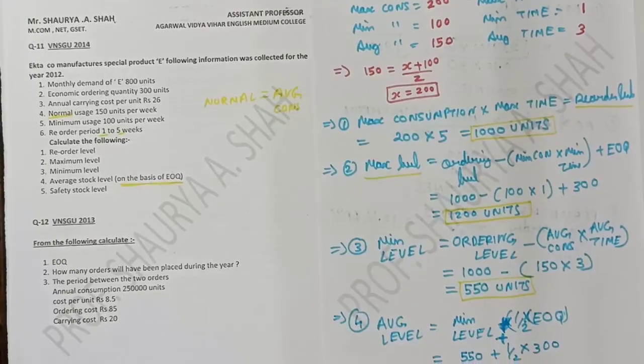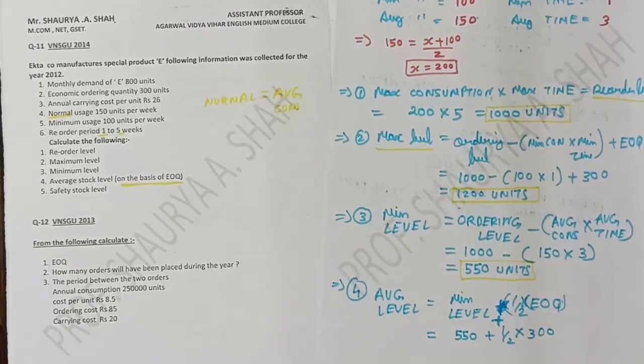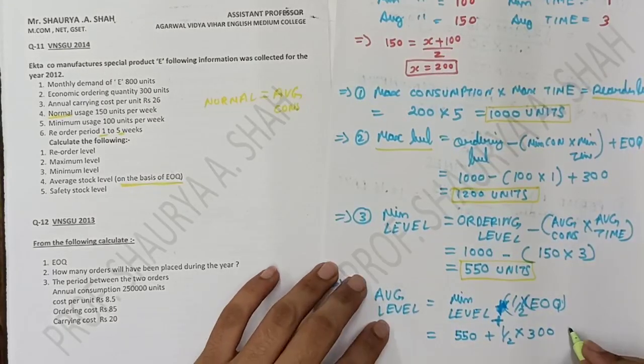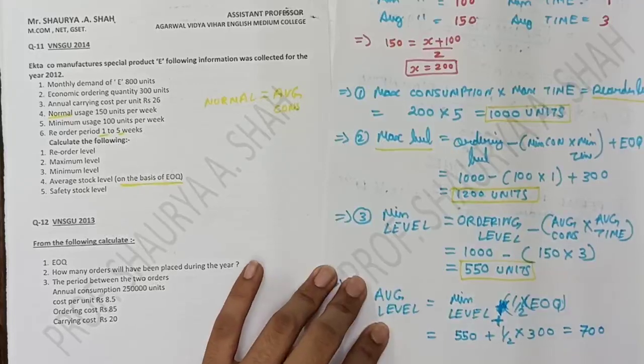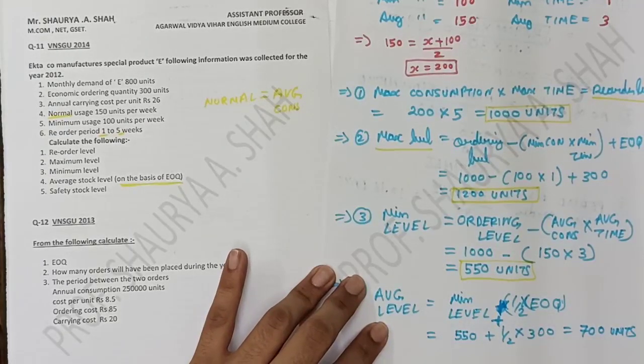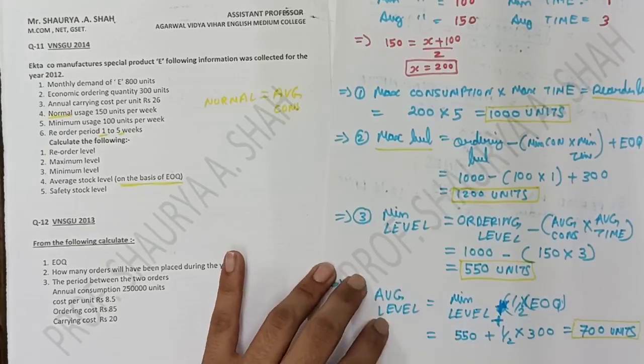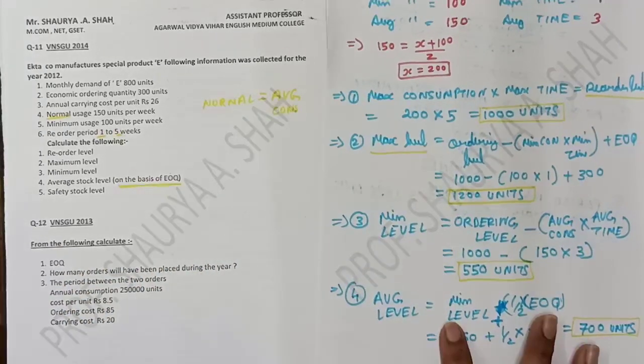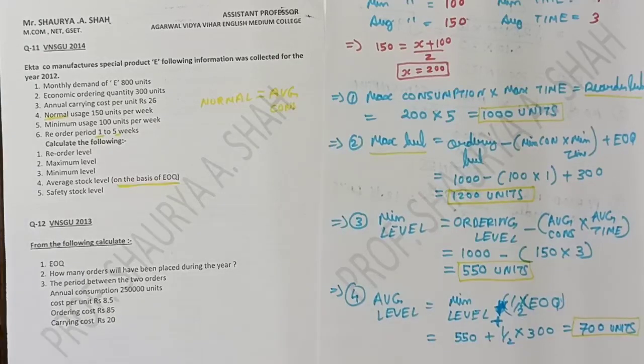So you will get the answer of 700 units, right? I suppose it is clear to each and every student. Minimum level plus half of EOQ will give you 700 units. Is it clear to all of you? So whatever they have asked, we have completed this, students.